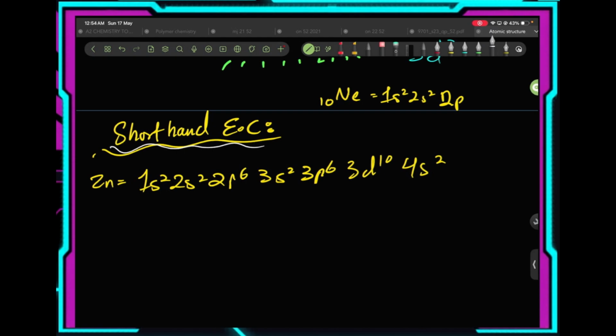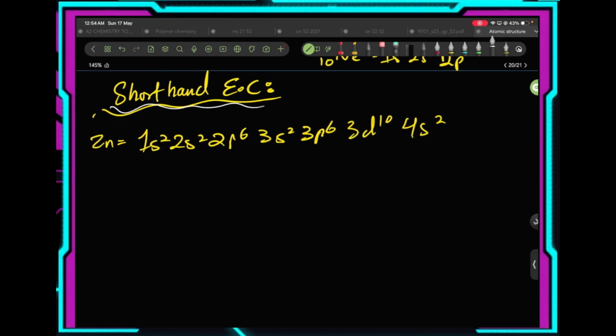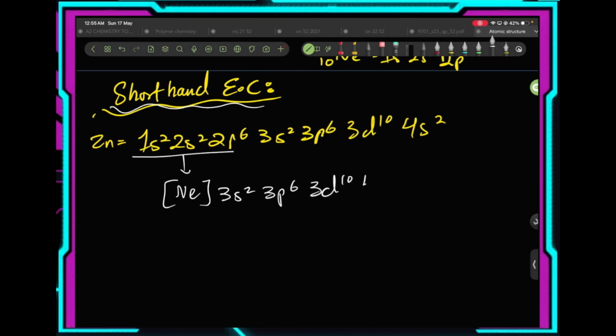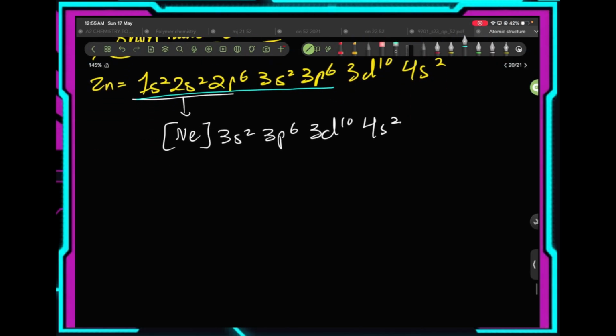So how could I write this same electronic configuration in the shorthand form? I could replace the first 10 electrons with neon, and then I could continue with 3s2, 3p6, 3d10, and 4s2. This could be one version of the shorthand electronic configuration. Or what I could do is replace the first 18 electrons with argon, and then continue with 3d10, 4s2.